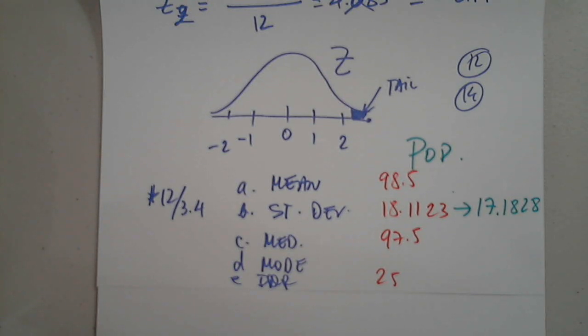Okay. The population median, okay, we have it, is 97.5. You did enter the value for the standard deviation. Oh, I didn't. Yes, thank you. It says round to 1 decimal place. So that's 17.2. Careful.